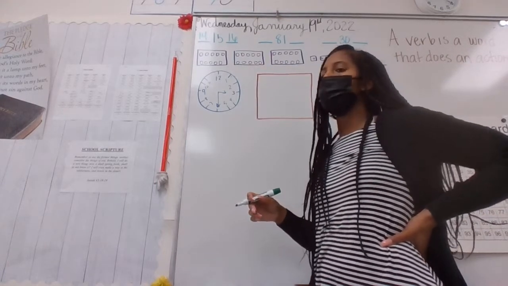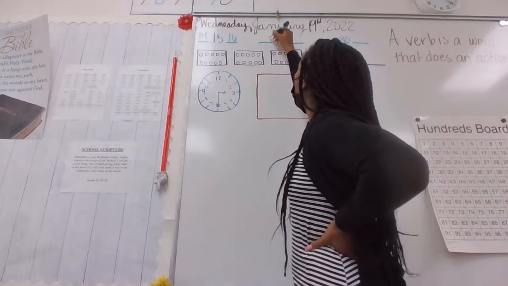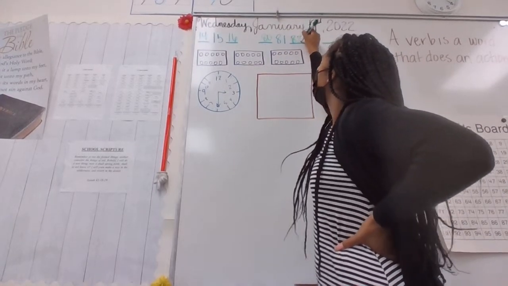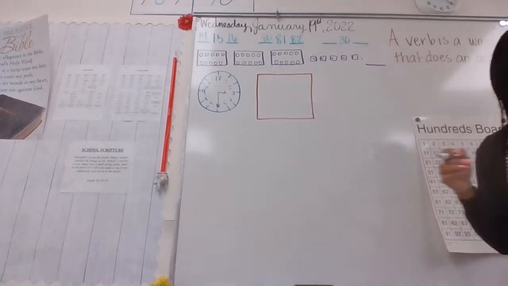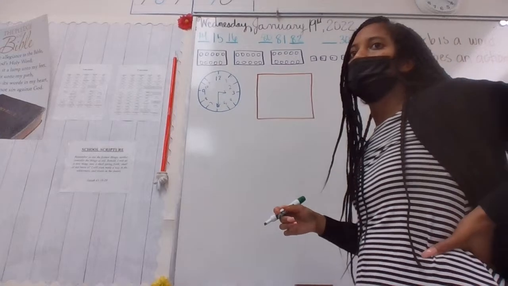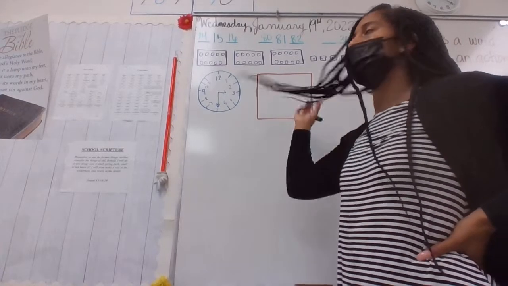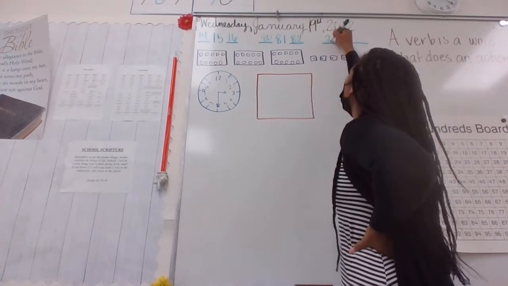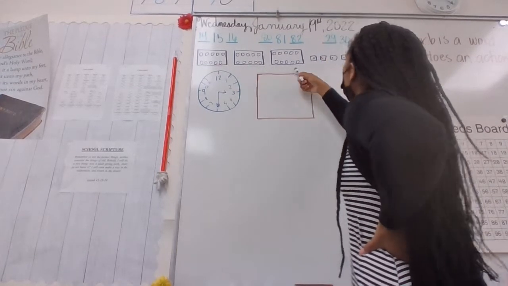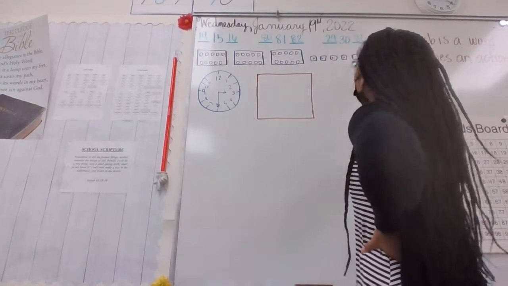81. What number comes right before 81? 79. You skipped a number? 80. And what number comes after 81? 82. Okay. And then 30. What number comes before we say 30? 29. And then what comes after 30? 31. Good.